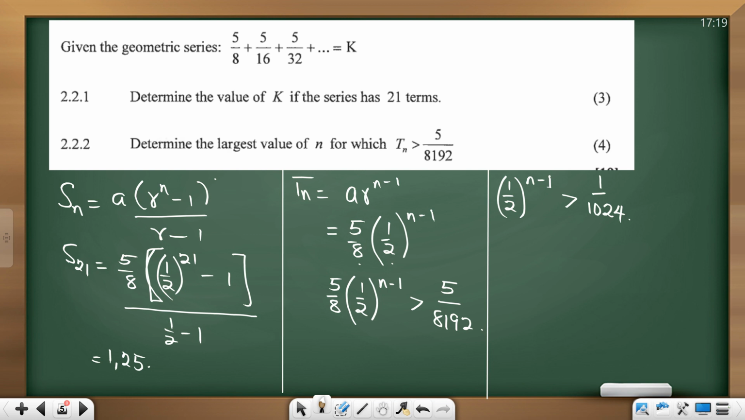There are two ways of doing this. You just use your logs. 1024 will be 2 to the power 10. All right, let's use logs. Log base 1 over 2 of 1 over 1024. What's your answer?